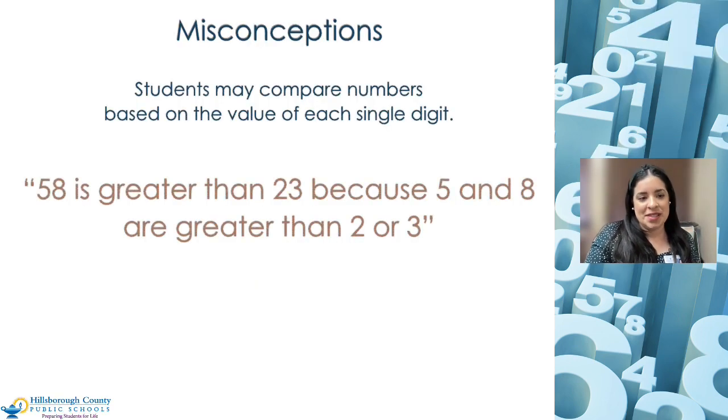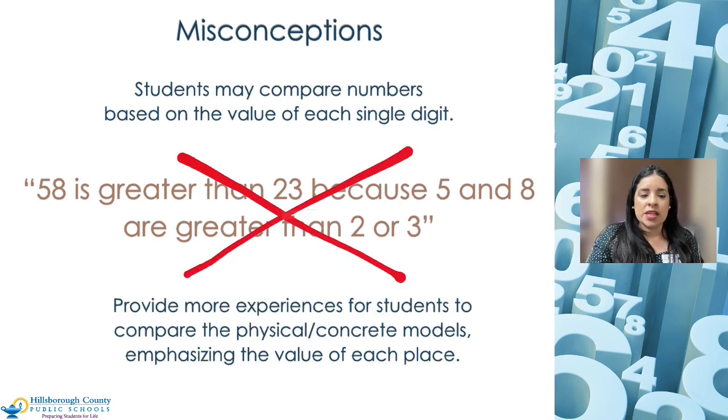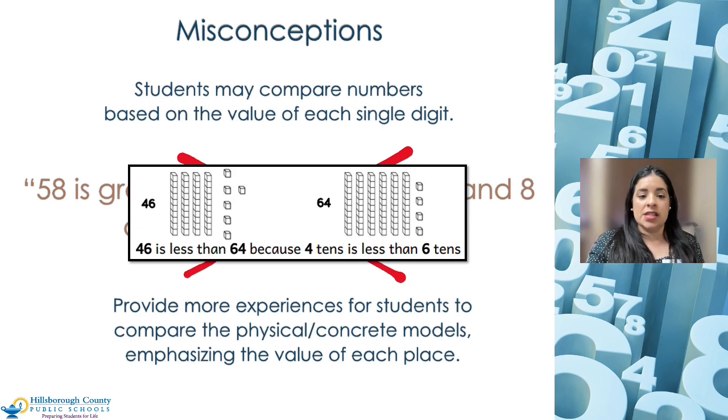Now let's take a look at the misconceptions. One misconception is that students may compare numbers based on the value of each single digit and not understanding the place value. Take a look at this. A student could say 58 is greater than 23 because 5 and 8 are greater than 2 or 3. To support this, we can provide more experiences for students to compare physical and concrete models, emphasizing the value of each place.